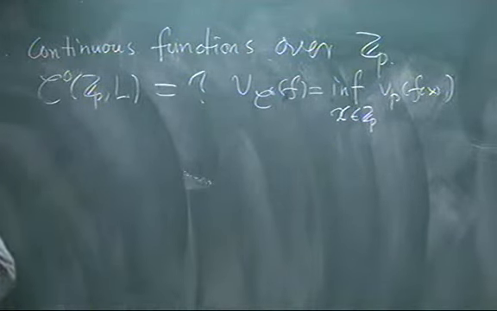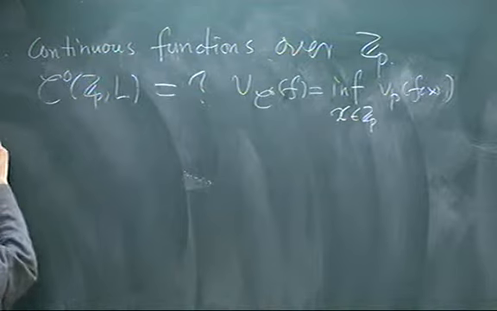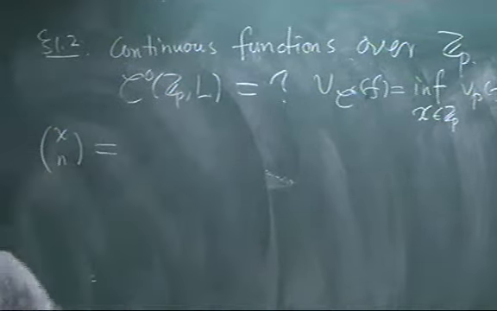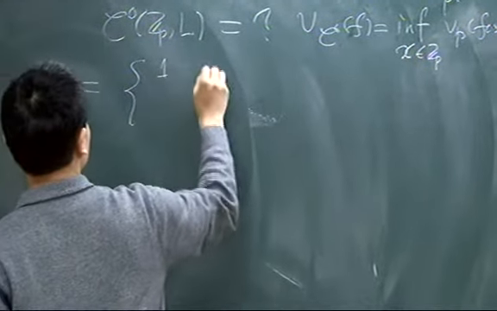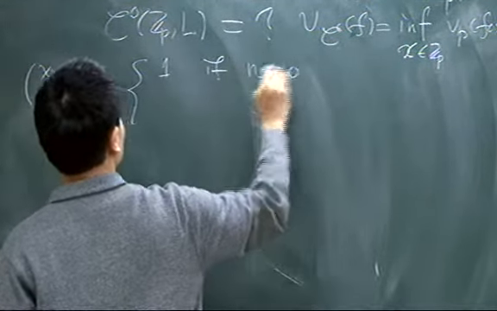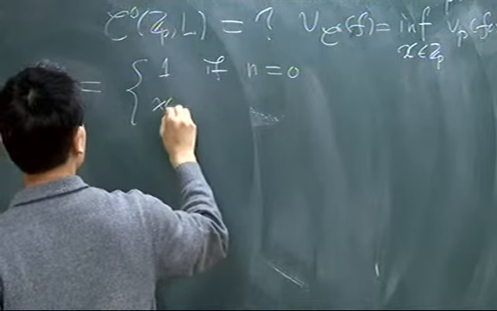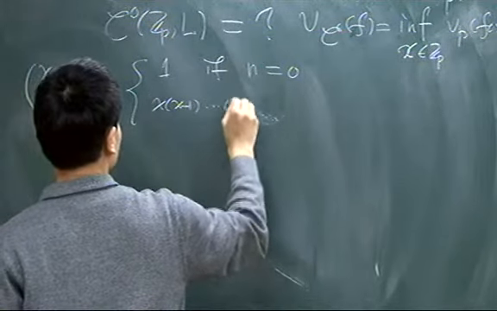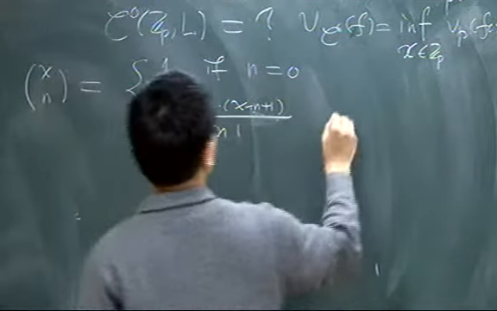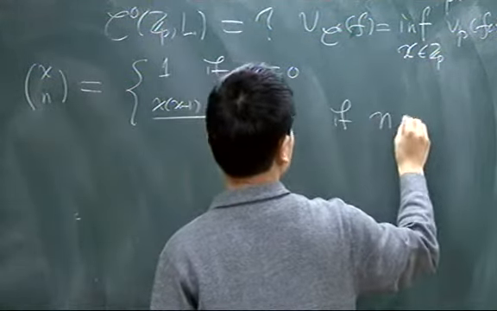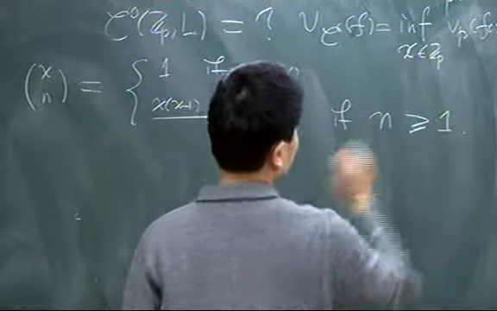So the first thing is we define this binomial function, x choose n. It is 1 if n is 0, and x times (x minus 1) up to (x minus n plus 1), over n factorial, if n is bigger than or equal to 1.